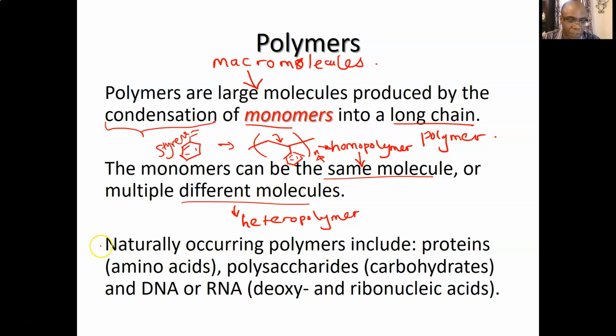Alright, so you have naturally occurring polymers, which could be proteins, carbohydrates, which is polysaccharides, RNA, deoxyribonucleic acid, and ribonucleic acid. You learn those in biochemistry. Those are examples of polymers, and the single units that make the RNA and DNA, composed of amino acids, are joined to a sugar and a nucleotide. You learn that in biochemistry.